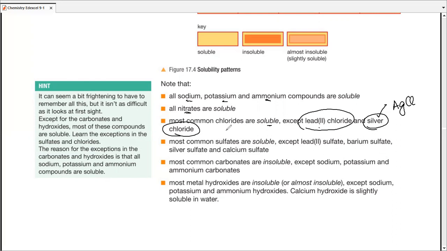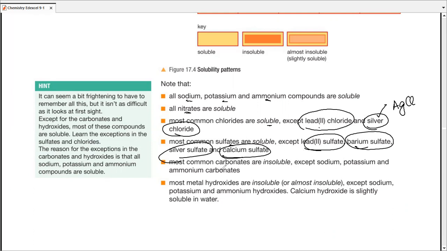Not just that, when we talk about sulfates, well, most of them are soluble. Again, we have four exceptions: lead sulfate, barium sulfate, silver sulfate, calcium sulfate. Now, if you take a look at it, you'd know that lead in the form of chloride, or silver in the form of chloride, or lead in the form of sulfate, or silver in the form of sulfate are insoluble. So we do understand that there are some specific compounds which are insoluble for most of their forms.